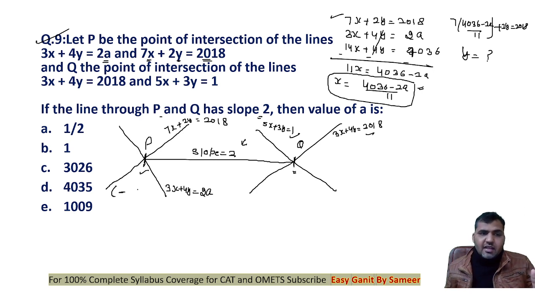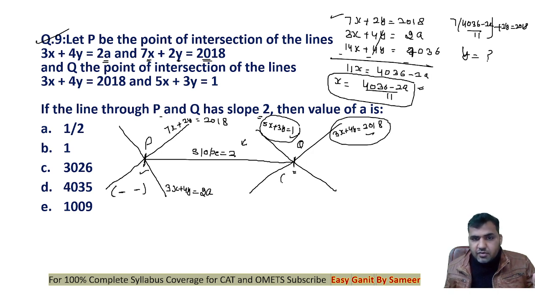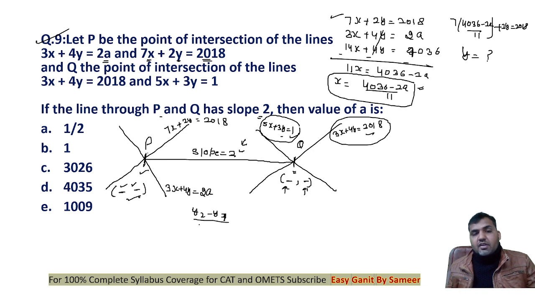So simply find the coordinates of P. And we also know these two lines can give me the coordinates of Q, right? Now, once I know P's coordinates in terms of a, and because Q's coordinates will be unique values with no variable in it, I can apply the formula of slope. If the coordinates of P and Q are known, the slope of the line is (y2 minus y1) upon (x2 minus x1) equals 2. Putting this in will give you the value of a here, right?